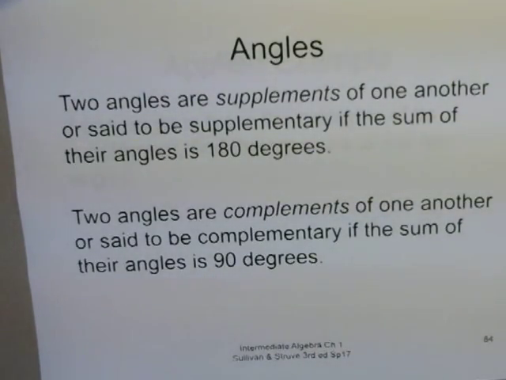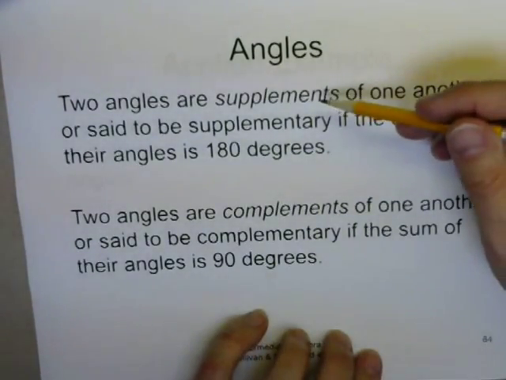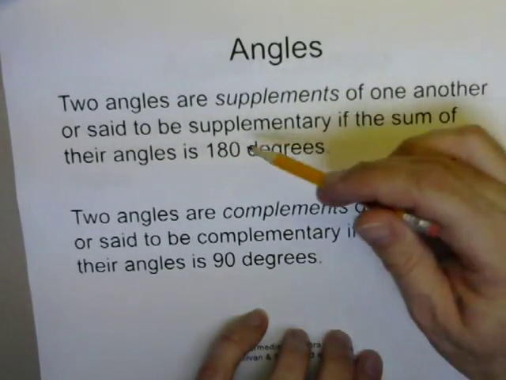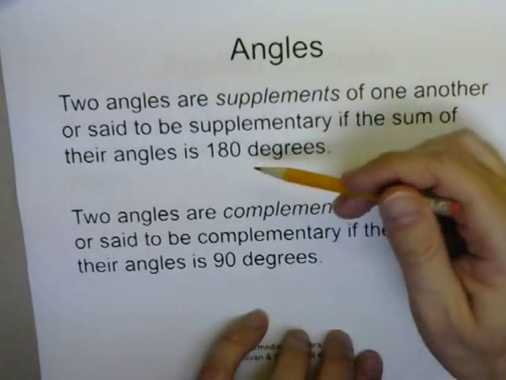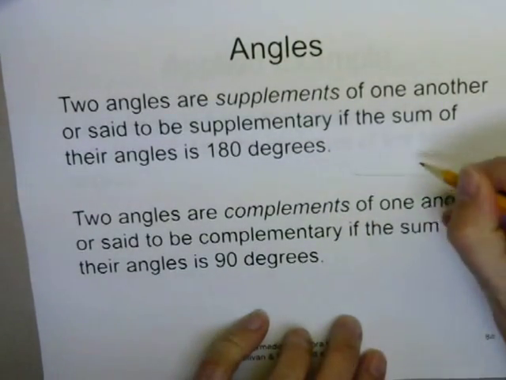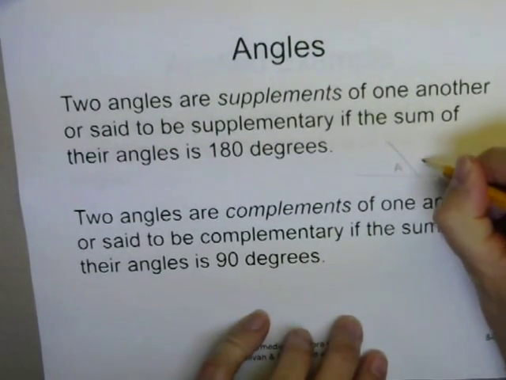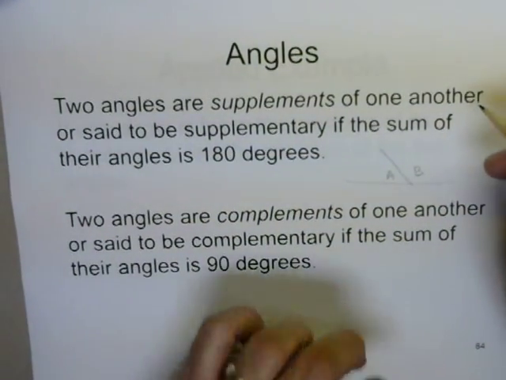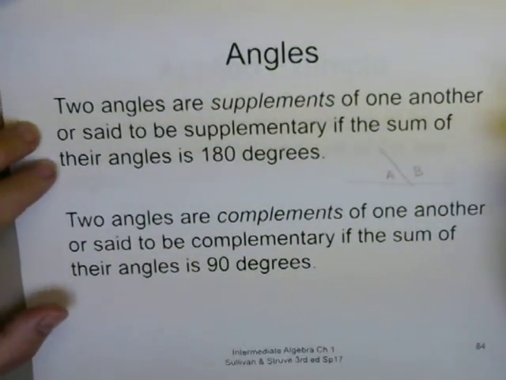A couple other things you might encounter in this section are different types of angles or terminology related to angles. One is the supplement of an angle. Two angles are said to be supplements of one another, or supplementary, if the sum of their angles is 180 degrees. In other words, if you add the two angles together, you get 180 degrees, which is sometimes called a straight angle. So if angle A and angle B add up to 180 degrees, those angles are supplementary.